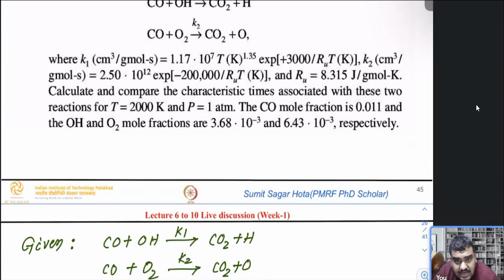So calculate and compare the characteristic times associated with these two reactions for T equal to 2000 Kelvin and P equal to 180. The CO mole fraction is 0.011, and the OH and O2 mole fractions are 3.68 × 10^-3 and 6.43 × 10^-3 respectively. Okay, some things are given.